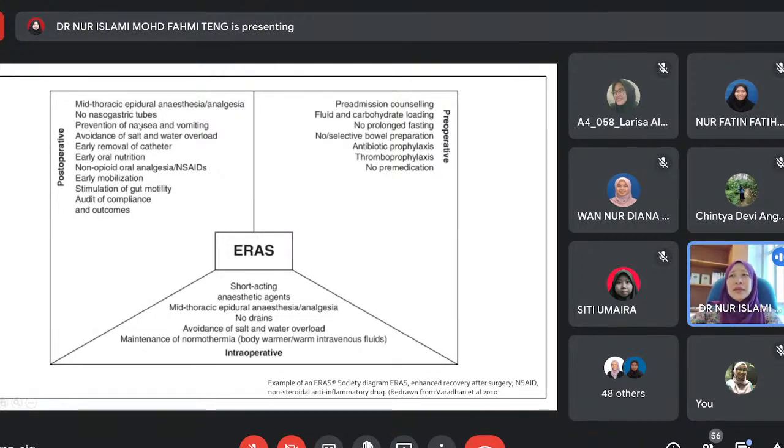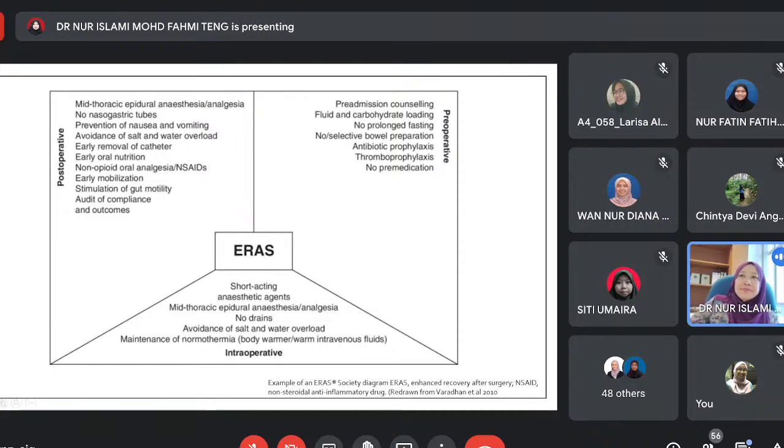And prevention of nausea and vomiting. This is a multidisciplinary approach. The doctor may give some medication or tips to prevent the nausea, and then we can plan what kind of food is suitable for post-operative patients that can prevent the occurrence of nausea and vomiting.